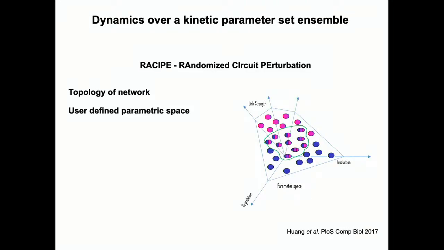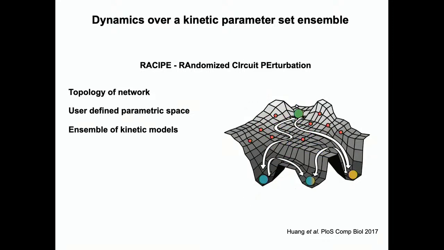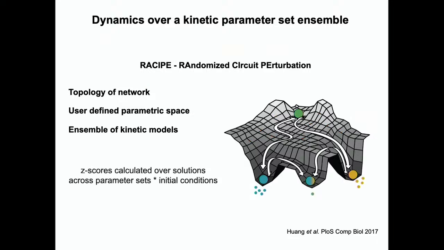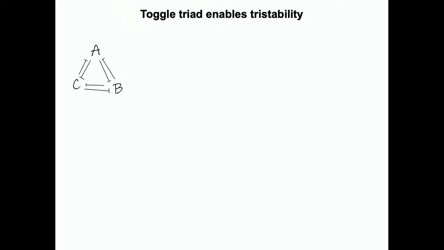So what you have here, what are the inputs? The input is the topology of the network. Topology means just the interactions that you just saw. You could define a parametric space, and what you get is an ensemble of kinetic models, and for each parameter set you can start from multiple initial conditions because you could be in a potentially multi-stable region. Okay. When you do that, what do you get? What we see is the following.